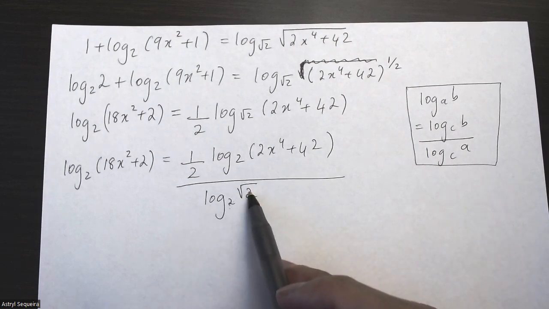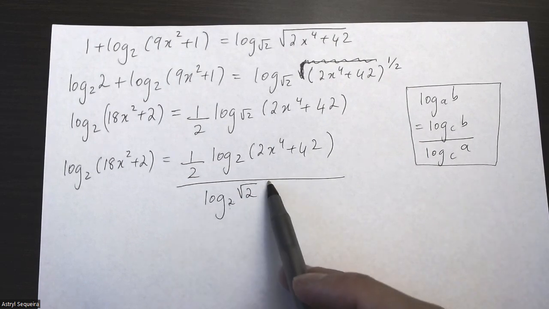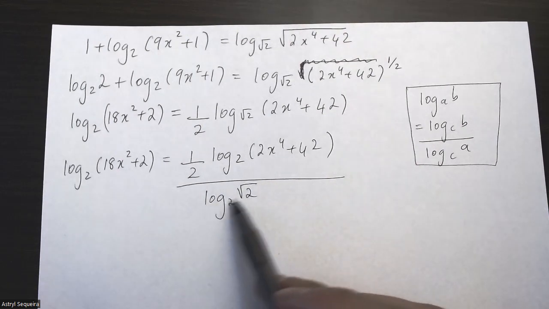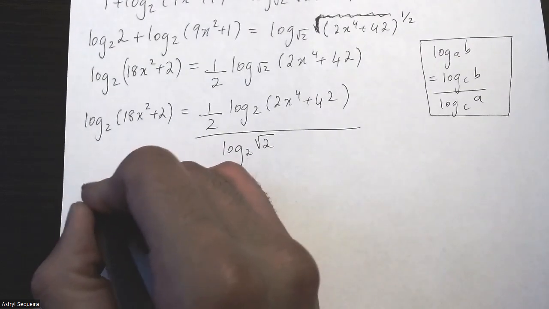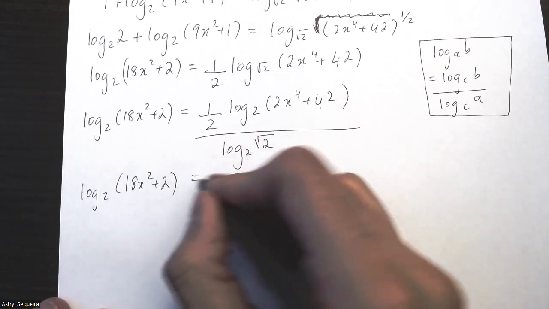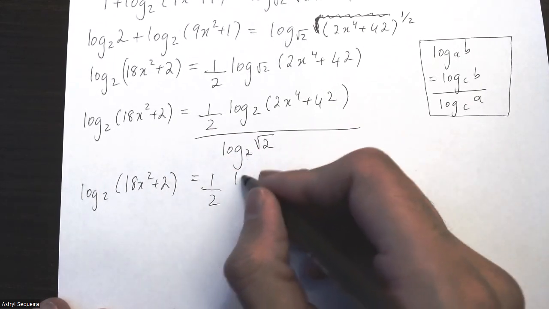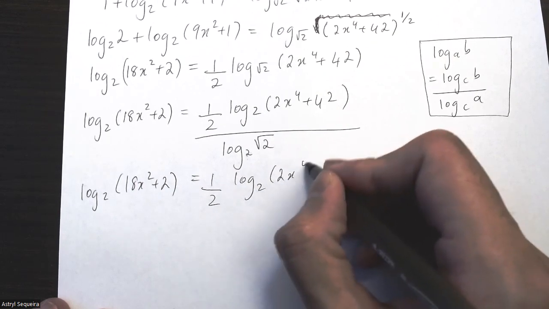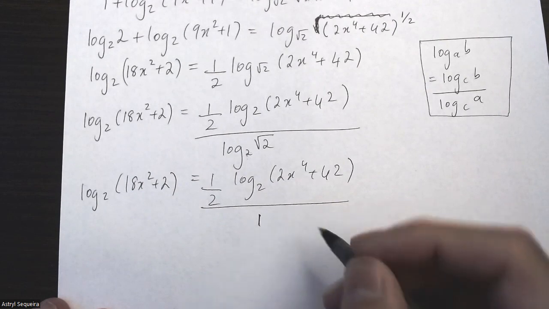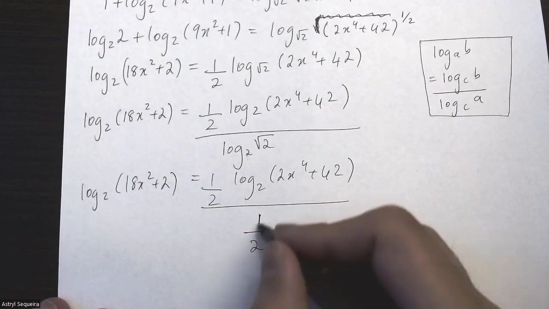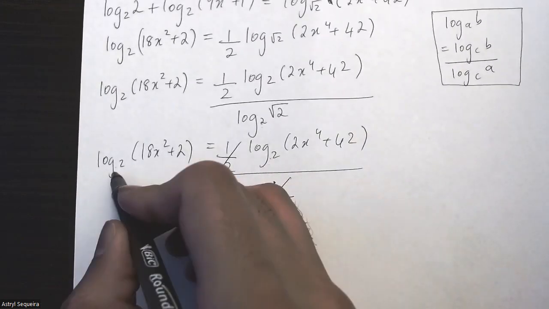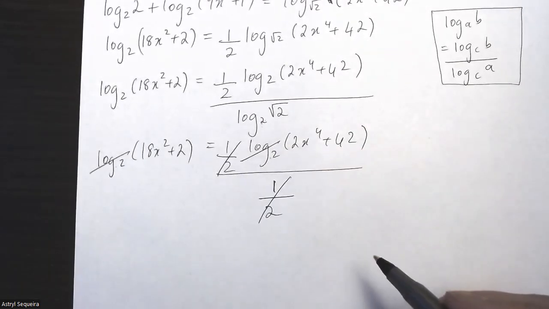Now log base 2 of the square root of 2 is very simple to do. You can do it with or without a calculator. Basically, this exponent becomes half, and then you can cancel this. So this denominator here is just going to be 1 over 2. And then 1 over 2 and 1 over 2 just cancel. And then log 2, we have the same log on each side, which also just cancels.